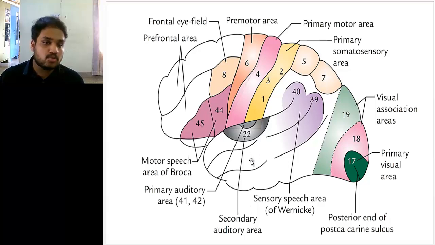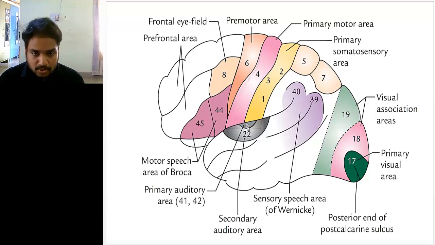Now coming to the temporal lobe. So we have seen about the parietal lobe, the sensory areas, and the dominant parietal lobe as well as the non-dominant parietal lobe, right? So in the non-dominant parietal lobe, you will have the spatial disorientation, the constructional apraxia, the dressing apraxia, as well as the hemi-neglect or asomatognosia, right? And now we will come to the temporal lobe.